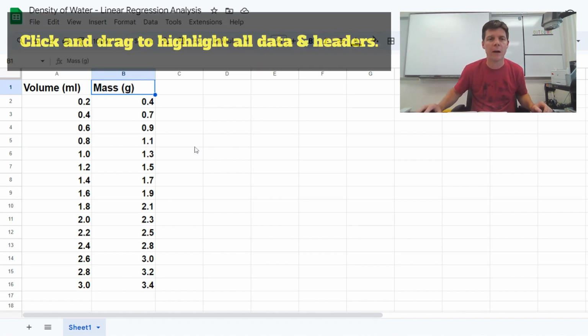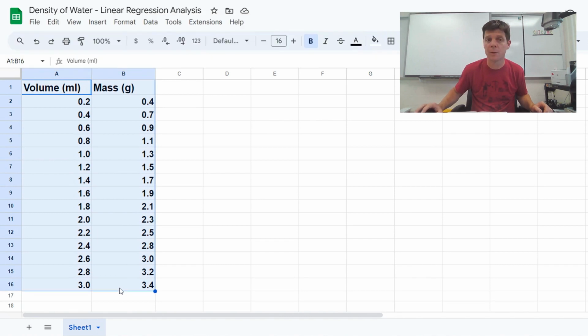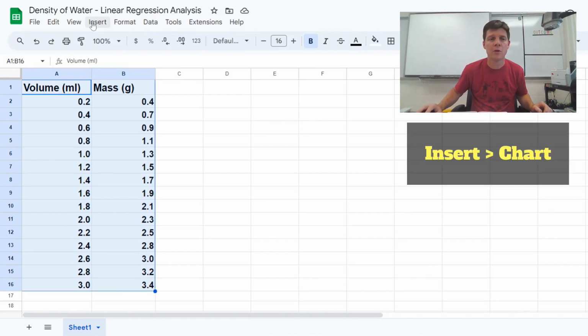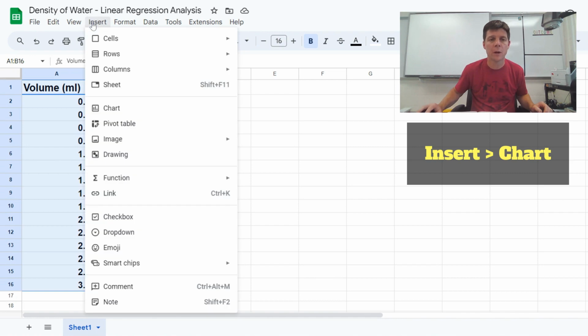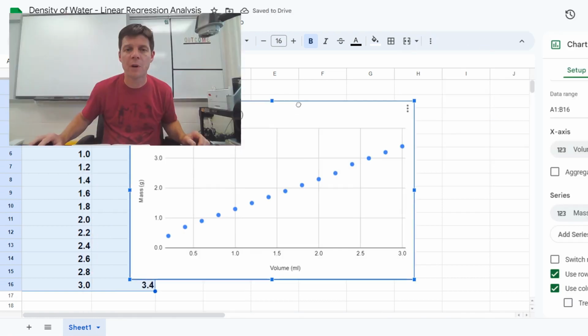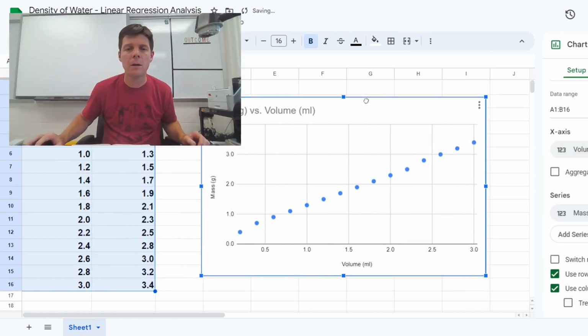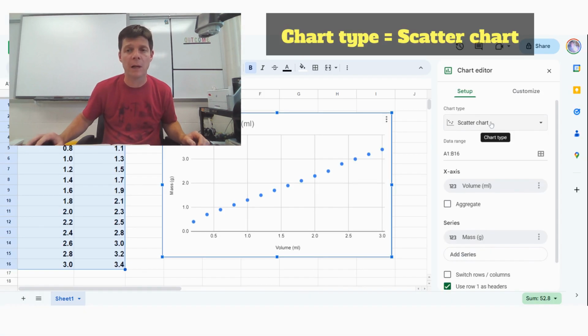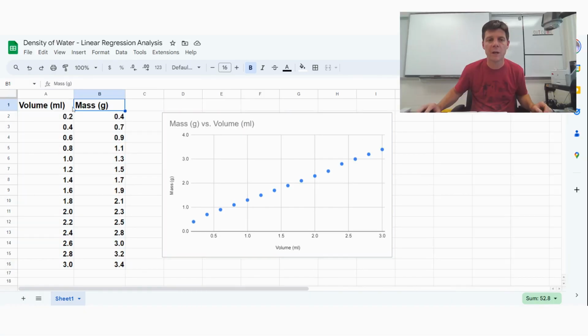Here's how we create the graph. So we're going to click in volume and drag over and down so that I'm highlighting my full data set. I'm choosing under insert, I'm selecting chart. And the type of graph that we want to create here is an XY scatter plot. By putting the headers here and here, we already have populated my variables for my axes.